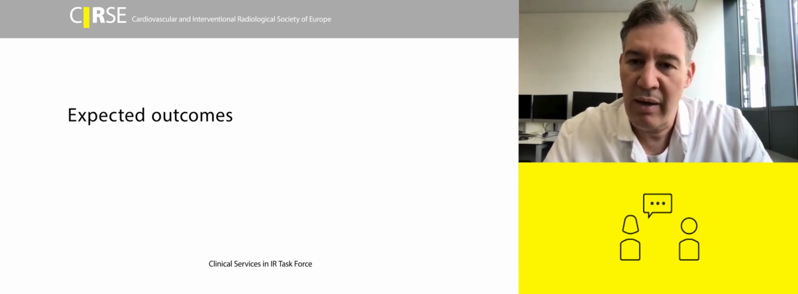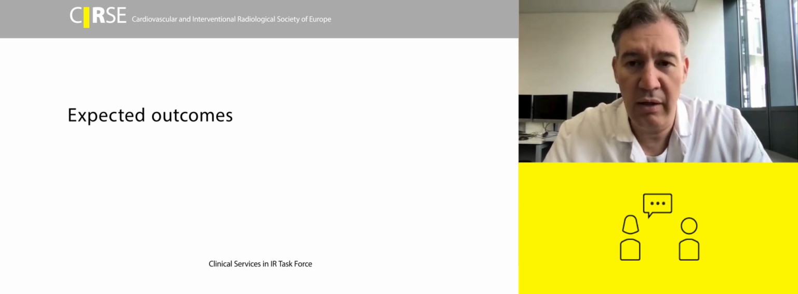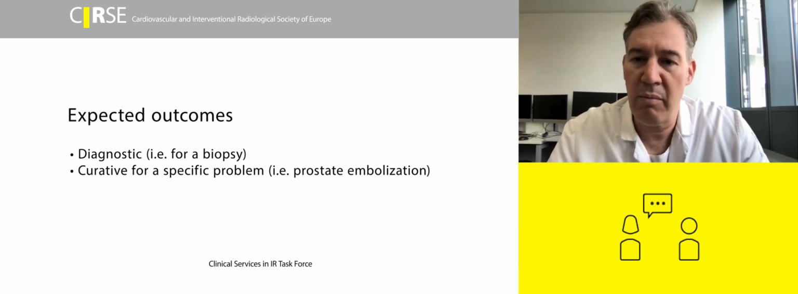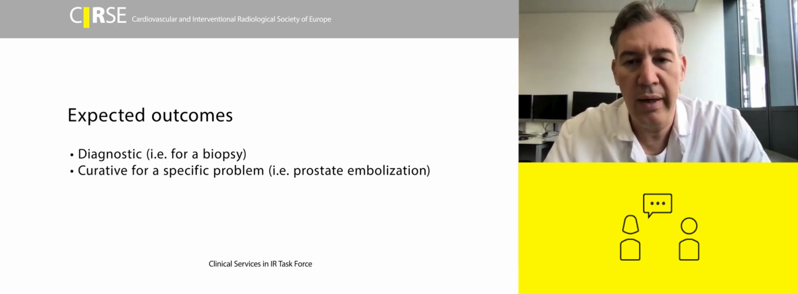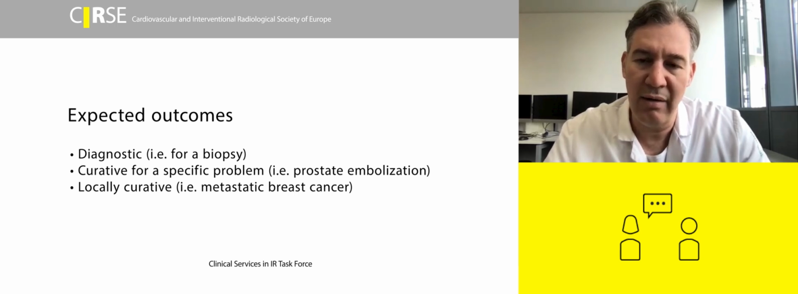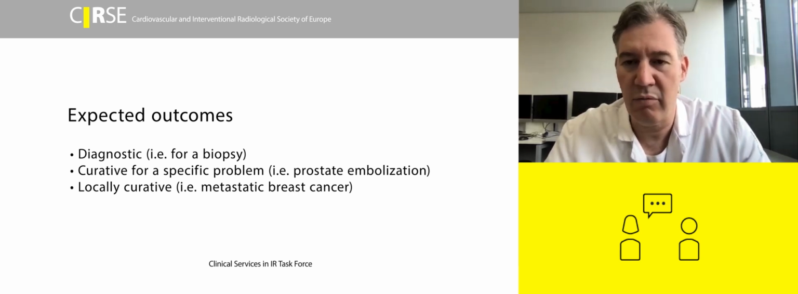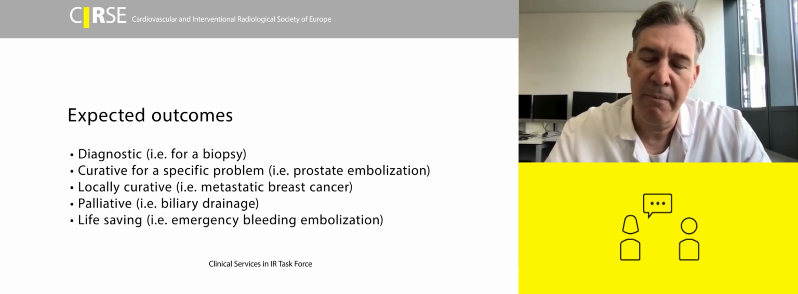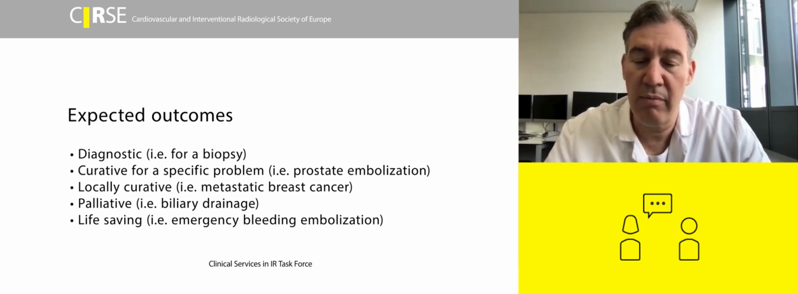What are the expected outcomes? This is also something that needs to be communicated through the informed consent. For example, we might have diagnostic targets if we're doing a biopsy, curative when we're dealing, for example, with prostate embolization, or local regional treatment with local curative intent for metastatic disease, or palliative when we're doing biliary drainage, or life-saving in some cases, if we're dealing with bleeding embolization, bleeding in trauma cases, or patients that have to be dealt with on an emergency basis.